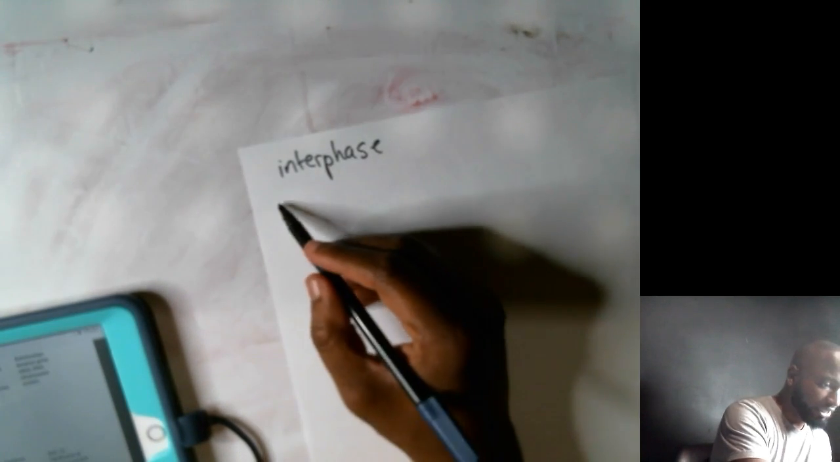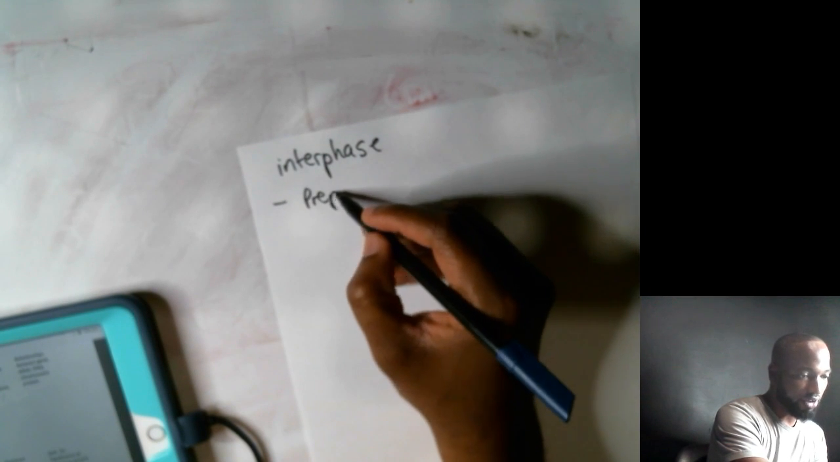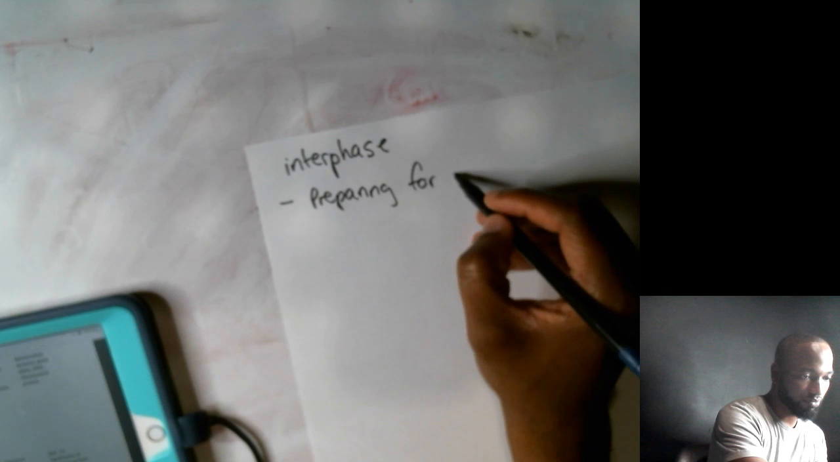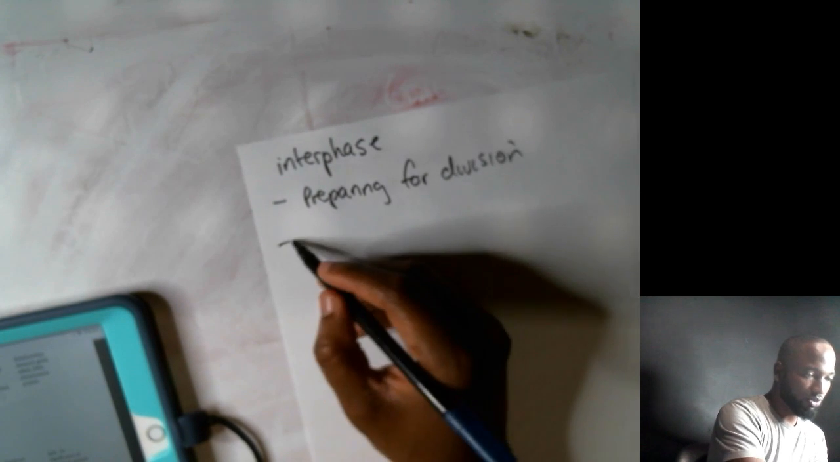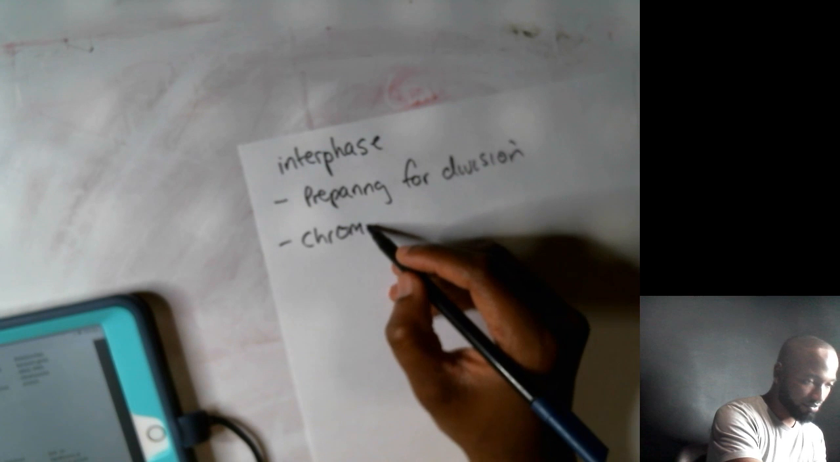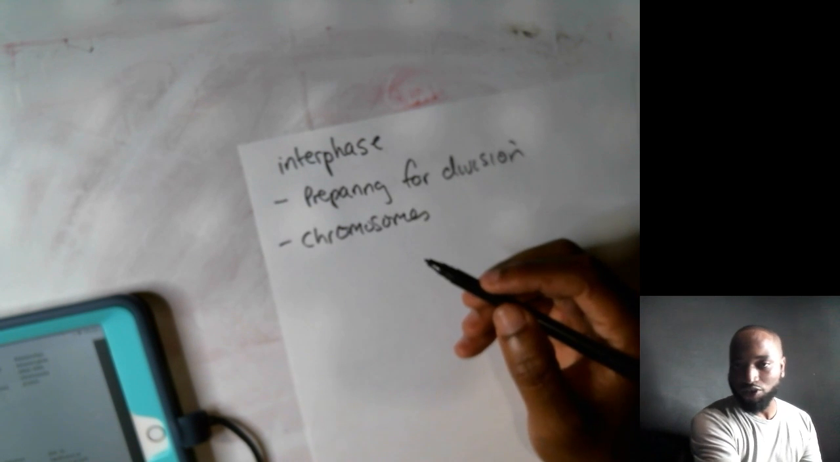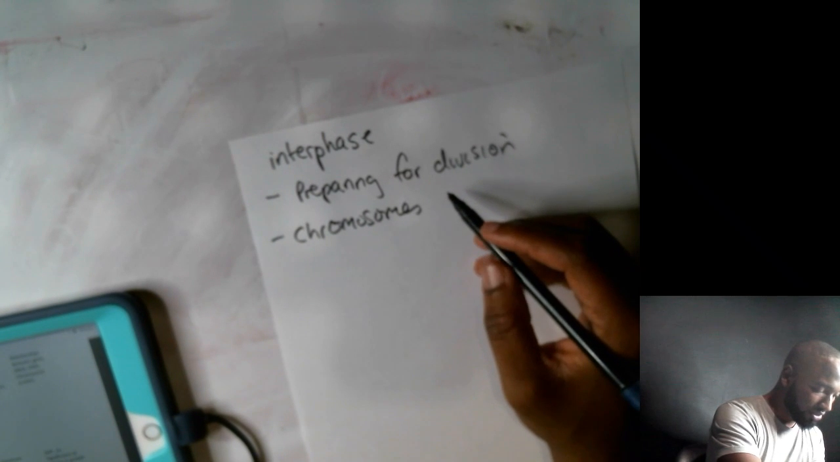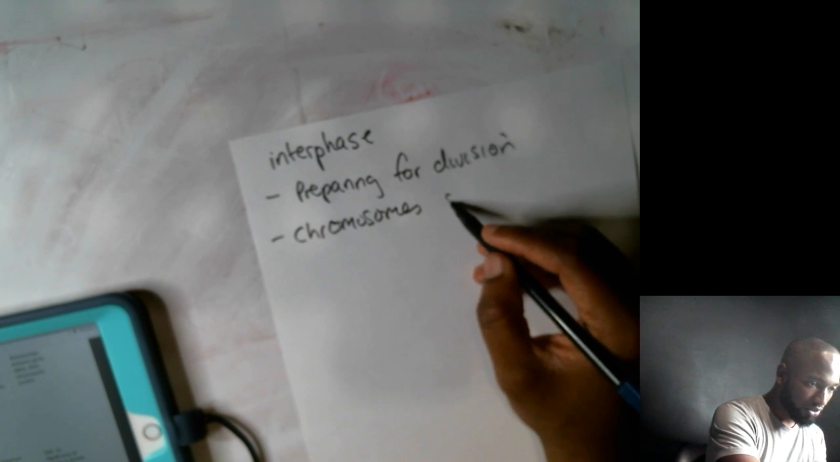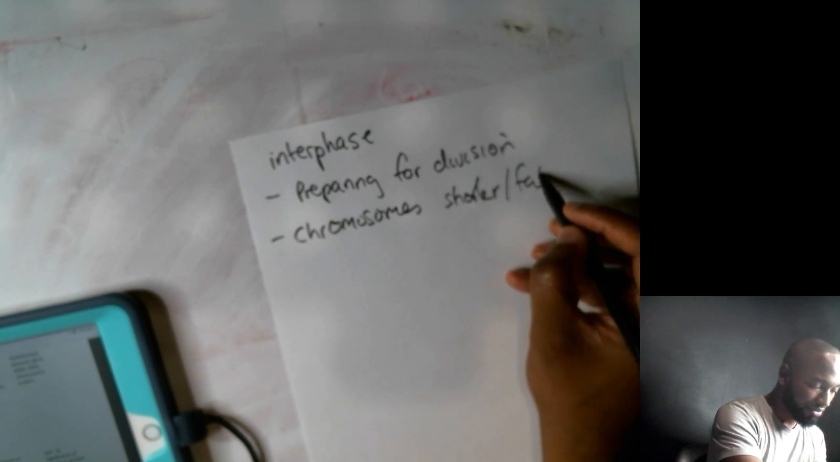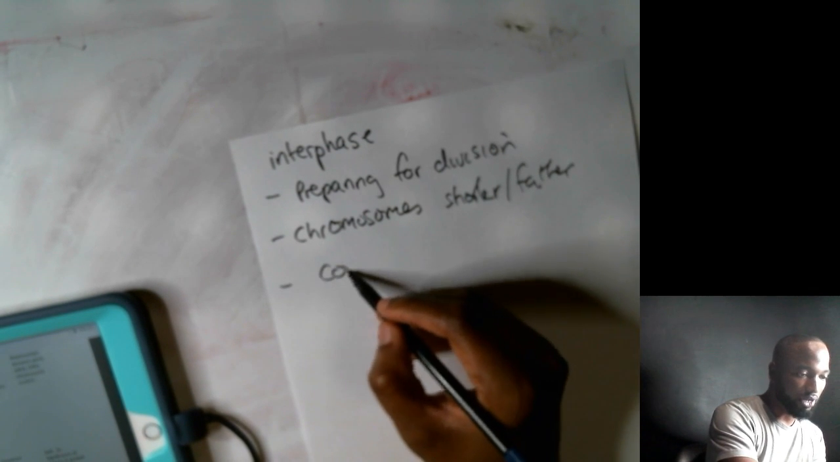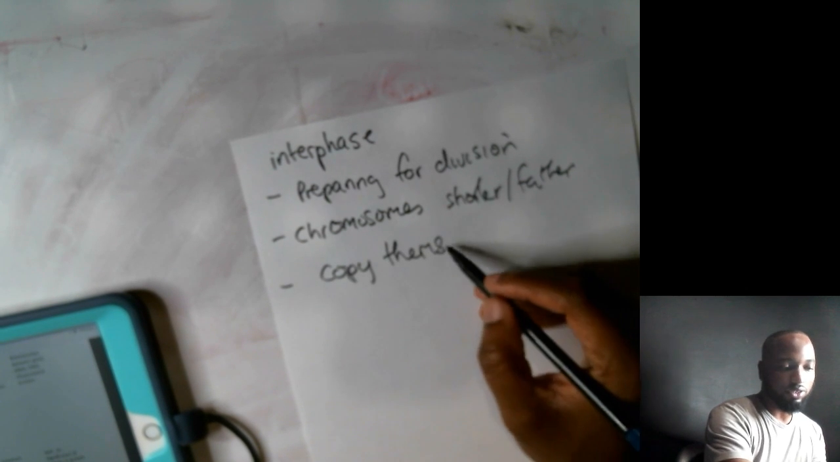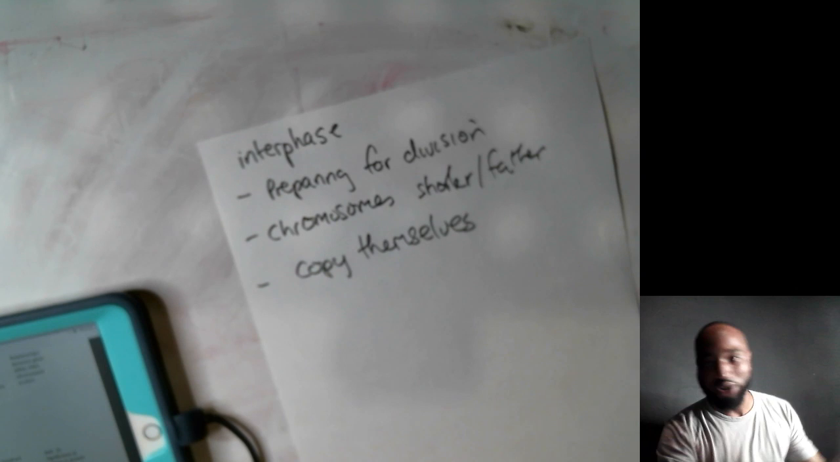So that's it, the interphase. You need to know what happens in the interphase. We have to remember 4 things: preparing for division. Chromosomes get fatter. Yeah, the chromatids is the long part. Chromosomes shorter, fatter, and copy themselves. So that's the note you're on the right, and that's where you want to point to your brain.